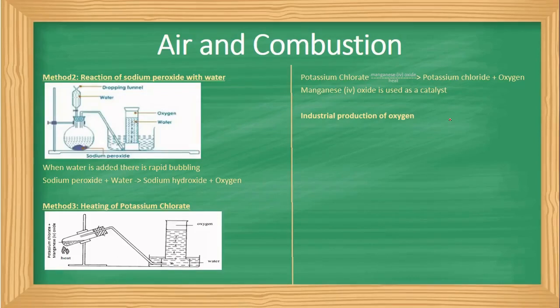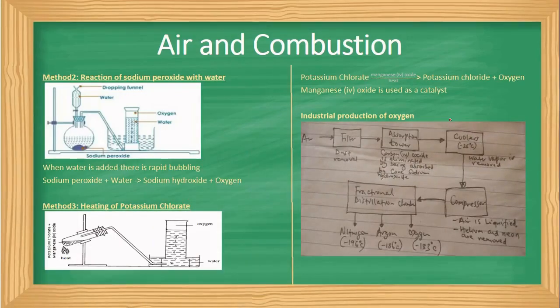In the industrial production of oxygen, mass production of oxygen, this is done through a process called fractional distillation of air. It has its own process, and it is summarized in the chart that I'm presenting here in this diagram.